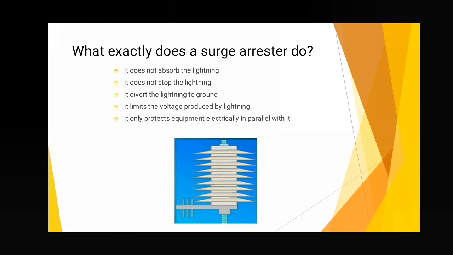What exactly does a surge arrestor do? The surge arrestor does not absorb lightning, but instead of absorbing, it emits and diverts the lightning to the ground, and it does not stop lightning. It limits the voltage produced by the lightning. It only protects the equipment electrically when the surge arrestor is parallelly connected to the power system. The below diagram represents the surge arrestor.